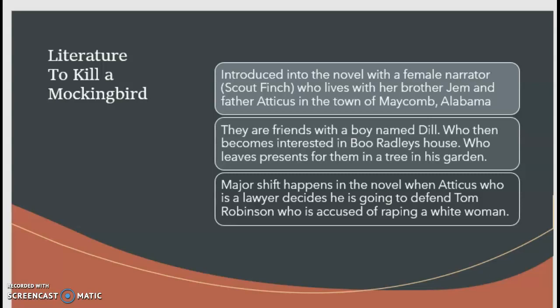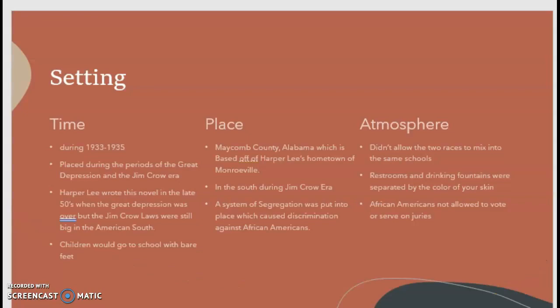A major shift happens in the novel when Atticus, who is a lawyer, decides he is going to defend Tom Robinson, who is accused of raping a white woman.